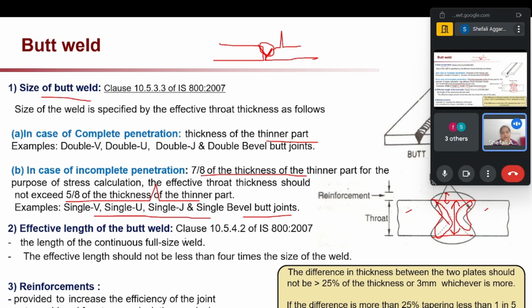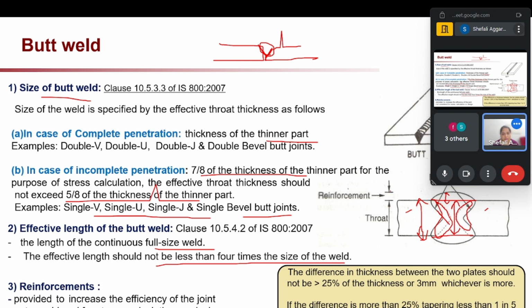Secondly is the effective length of butt weld. What we take as effective length is the length of the continuous full size weld, and it should not be less than 4 times the size of weld. So this is our size of weld, and then we take the effective length of butt weld. Effective length of butt weld will be the full size of weld, or it should not be less than 4 times the size of the weld. Third is the reinforcement.